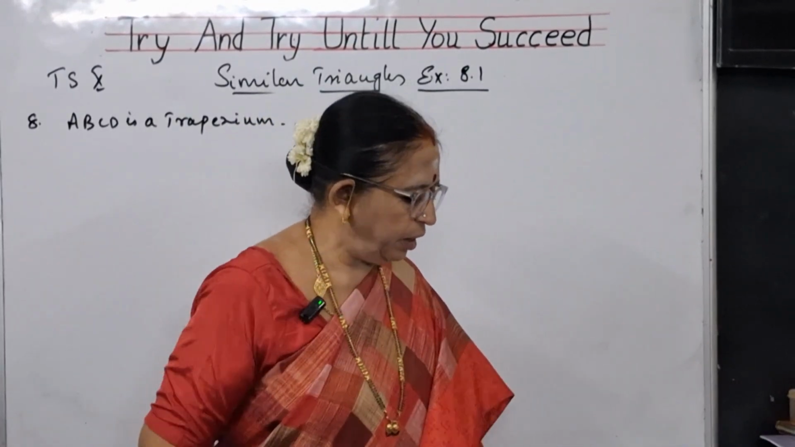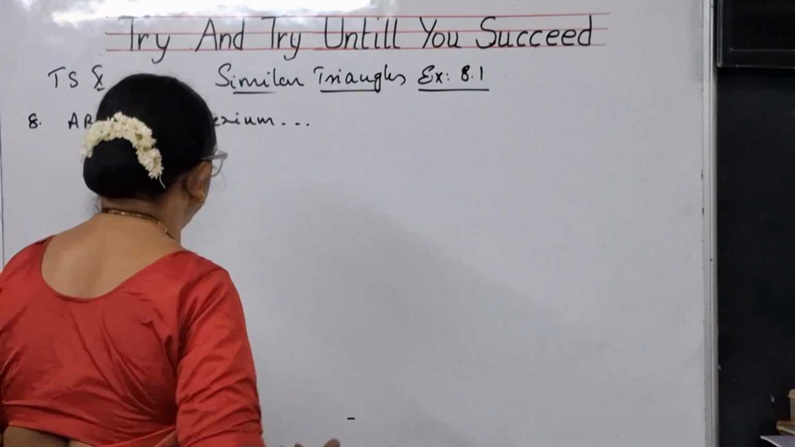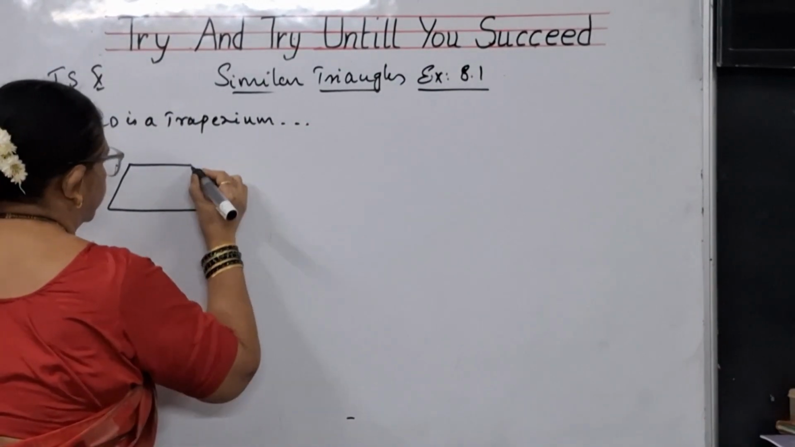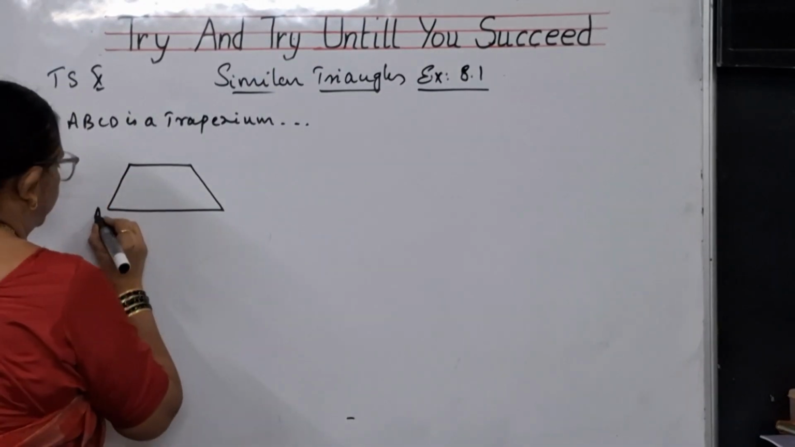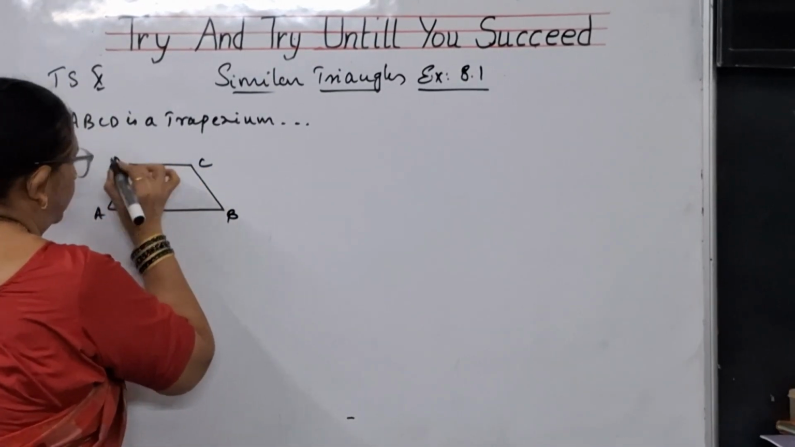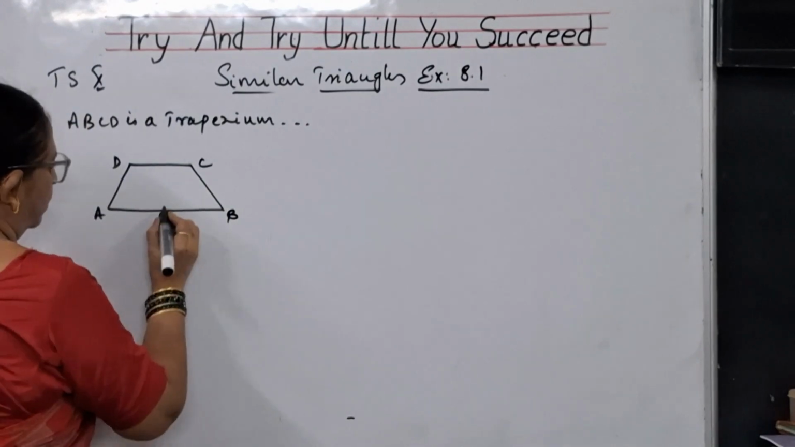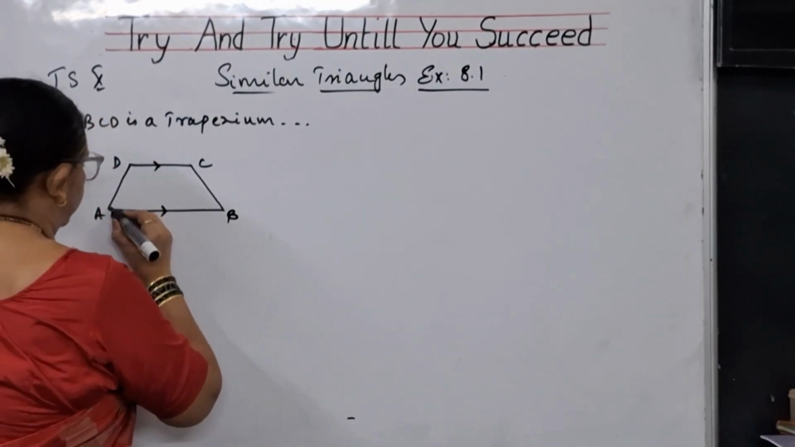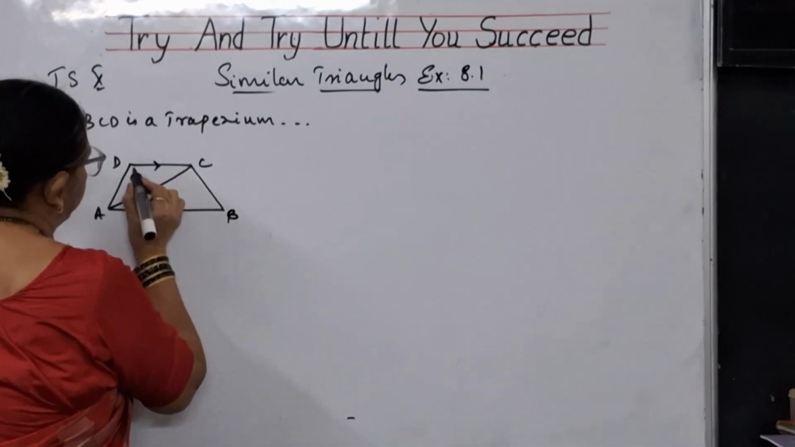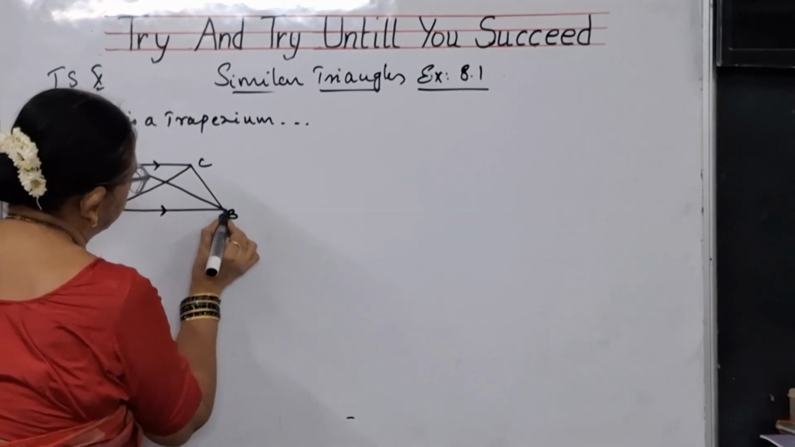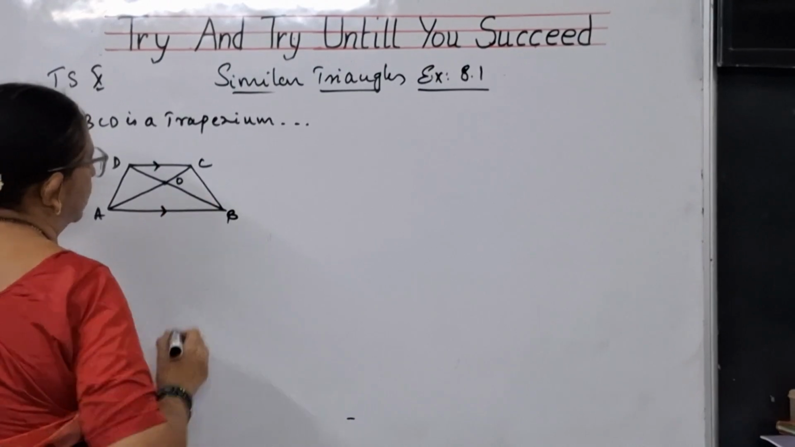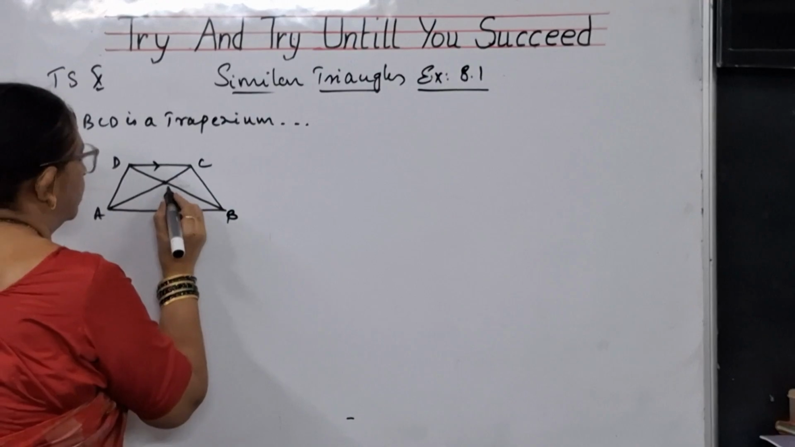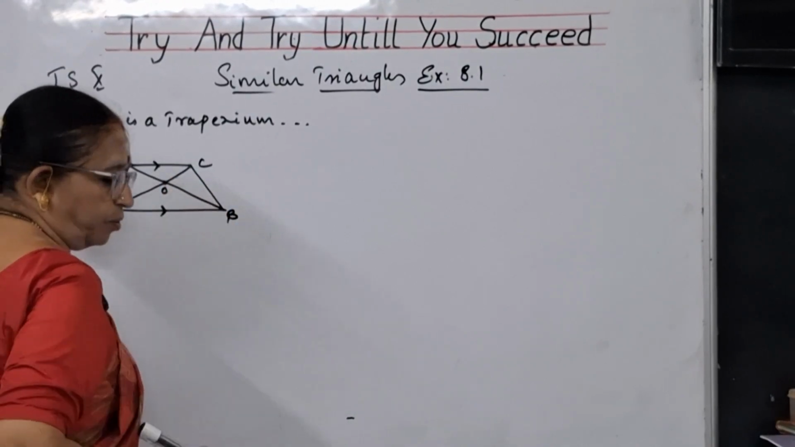So if I draw the figure, you will be understanding. ABCD is a trapezium. So let me draw the trapezium. ABCD is a trapezium in which AB is parallel to CD and diagonals intersect at O. This is one diagonal and this is another diagonal. They are intersecting at a point O. Let me write O here down. This point is O.